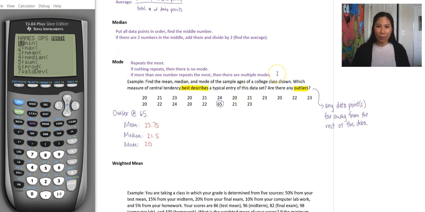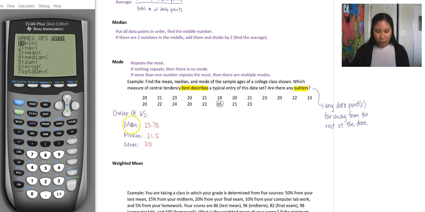Now that I've found the mean, median, and mode, I want to answer the question: which measure of central tendency best describes a typical entry in this data set? We were basically trying to say which of these three best measures what is considered the center. Our mean is 23.75. Looking at the rest of our data set, we have a bunch of 20s, then a few 21s, 22s, 23s that repeat about the same amount, 24 there's 2 of them, and then we've got this one 65 all of a sudden.